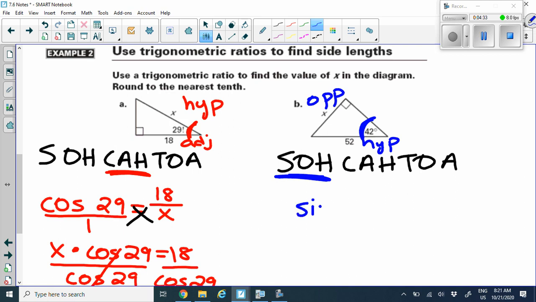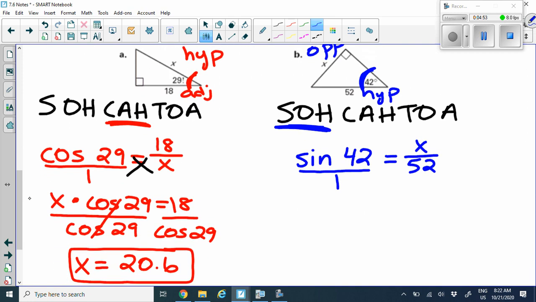Okay, let's set this up. So I have sine of, please make sure you use the degree they give to you. It has to be the degree. Then we do the sides. We do our opposite first, which is x, over the hypotenuse, which is 52. Now we need to do sine of 42 and put that over 1 so we can make a proportion here. Now I cross multiply. So I do x times 1, which is just x, equals 52 times sine of 42.